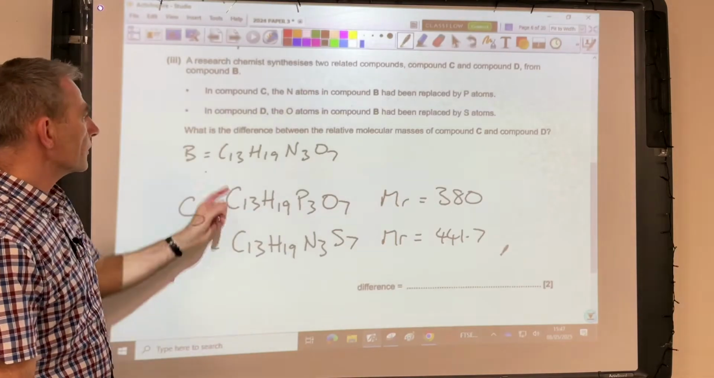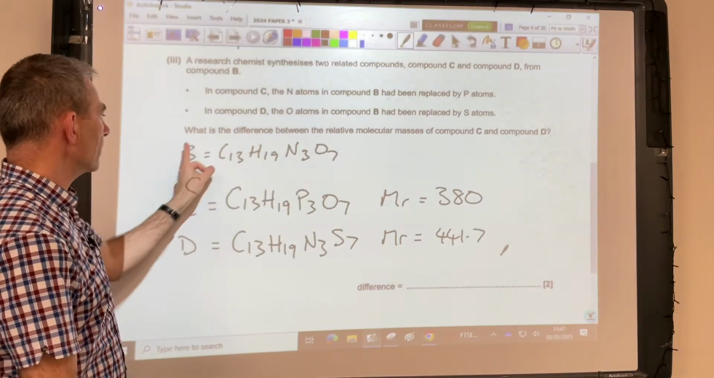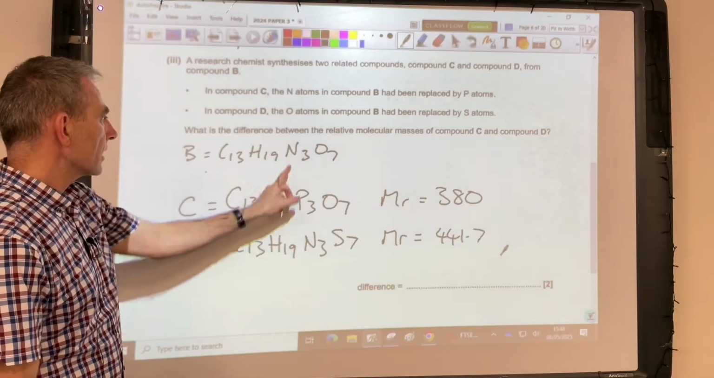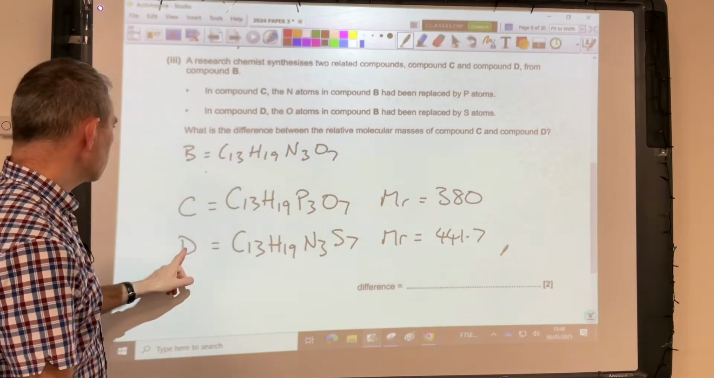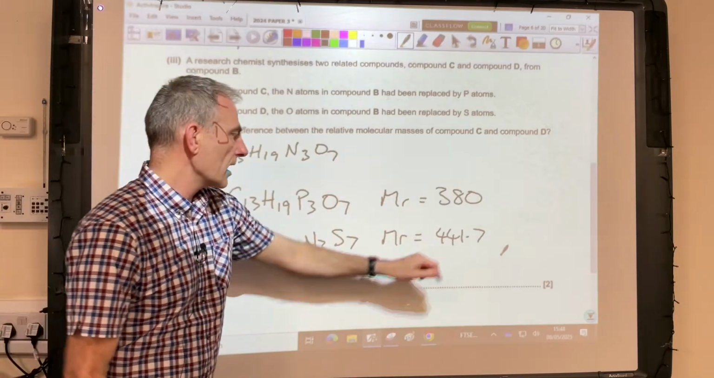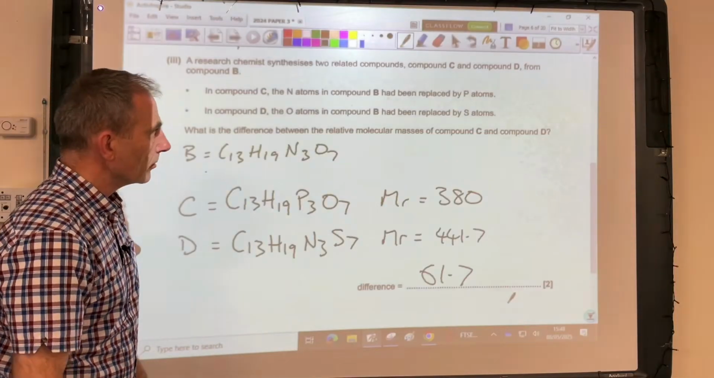And finally, the difference between the relative molecular masses of C and D. So there's just a reminder of B's molecular formula. So compound C, the nitrogens are replaced with phosphorus, so there's the Mr for that one, and D, the oxygens replaced by sulfur, so there's the Mr for that one. So the difference between those two numbers is 61.7.